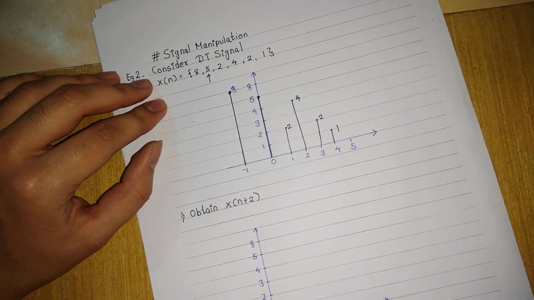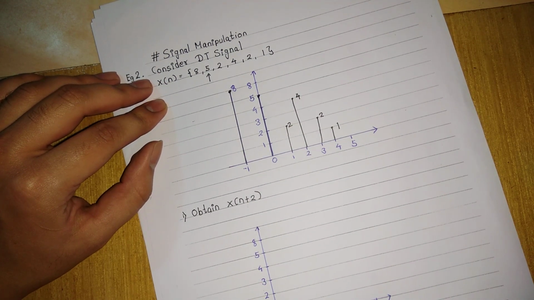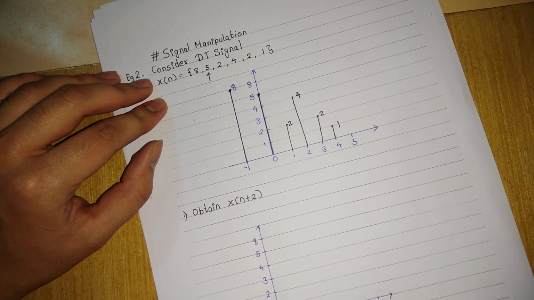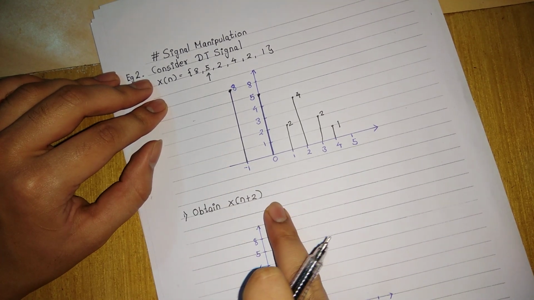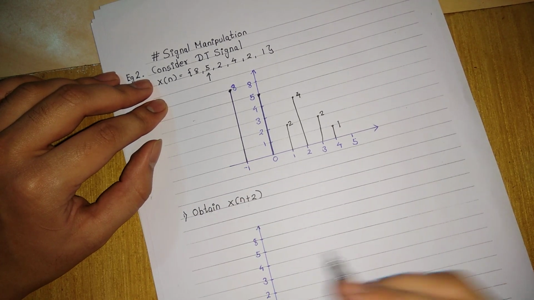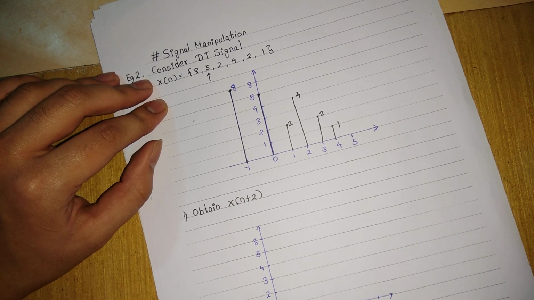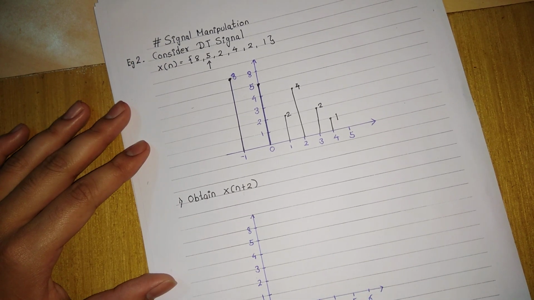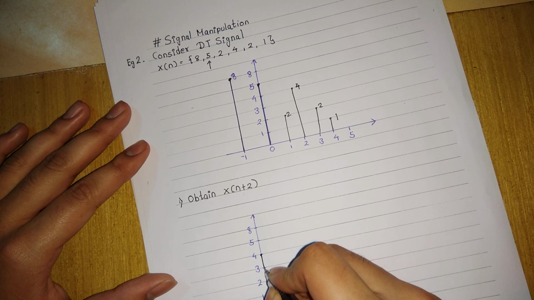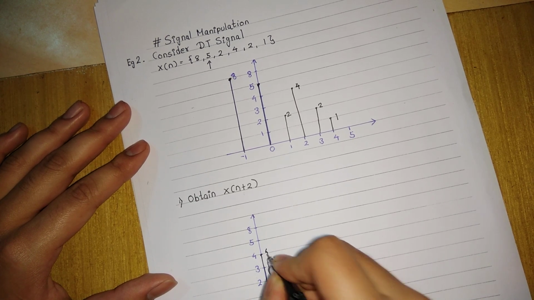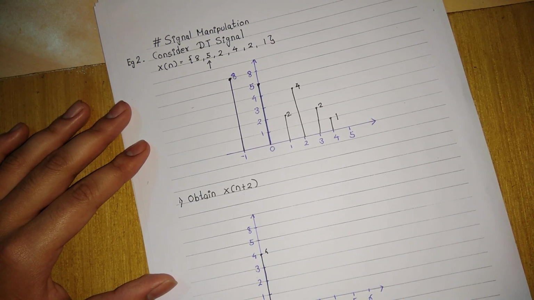So my new x of n is equal to 8 4 2 4 2 1, and 4 will be my origin. This is the DT signal which you get after performing a shifting operation on the given DT signal. So let's represent this signal in a graphical representation. 4 is my origin, so my origin will be 4.